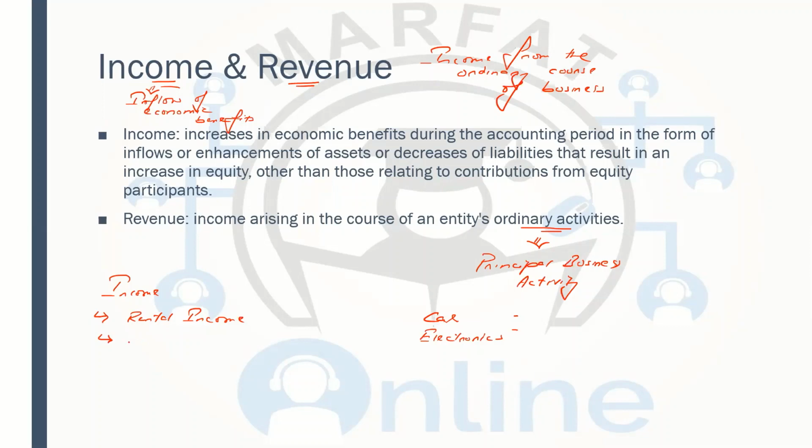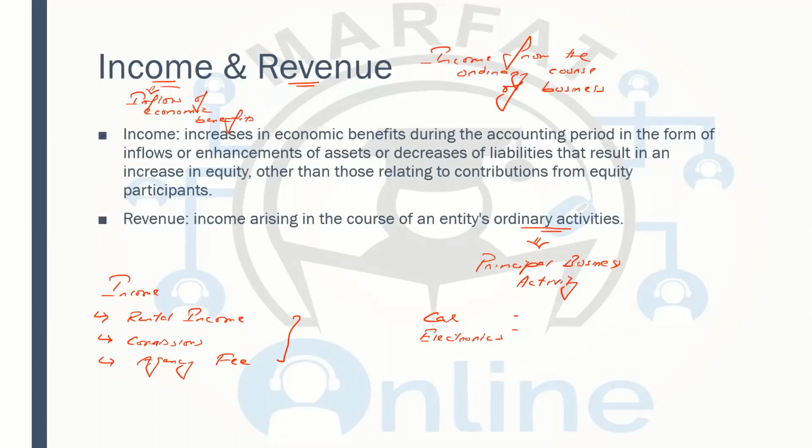Similarly, for example, commissions or agency fee. If agency is not your ordinary course of business, like for example, you acted as an agent of someone and you collected an agency fee or the commissions on that, that is going to be the income or other income. Similarly, grants.